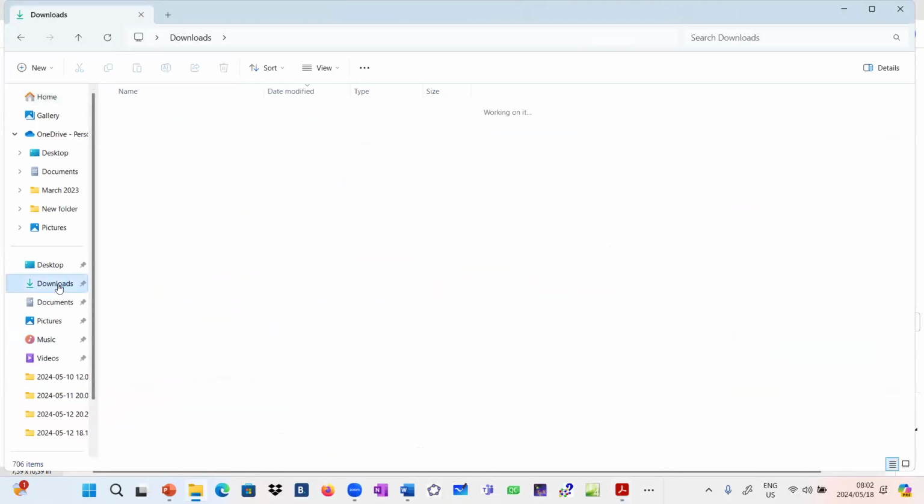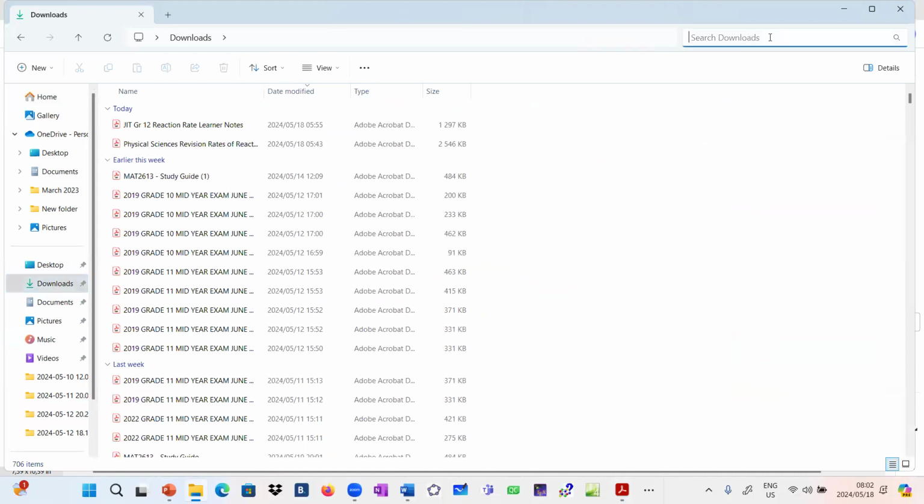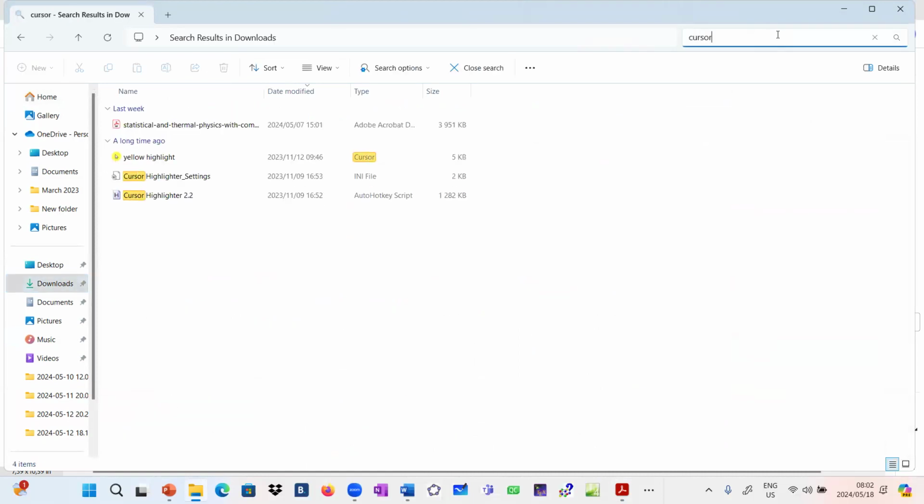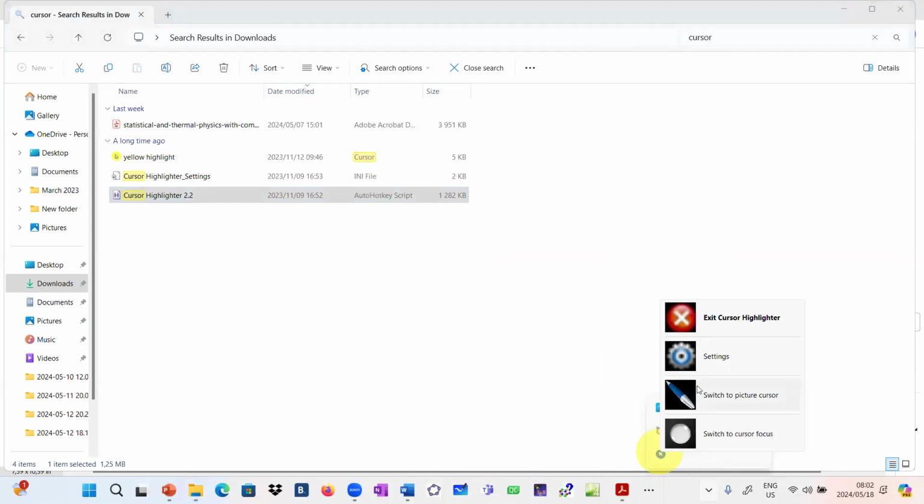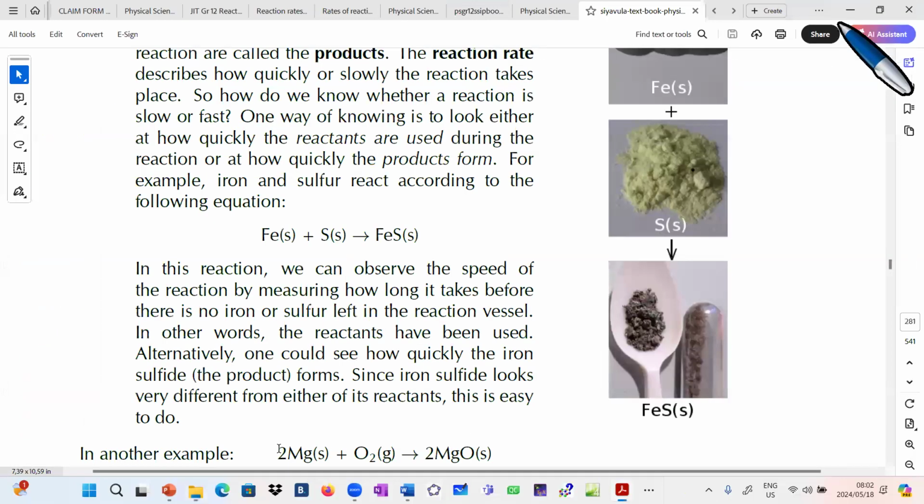But I want us to bring a tool here. I'm going to bring another cursor that we're going to use. I'm going to bring the pen cursor. Okay.